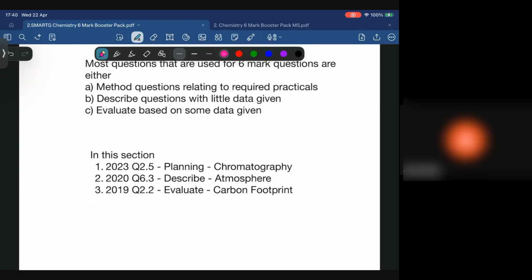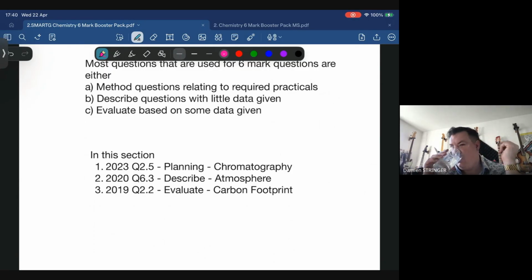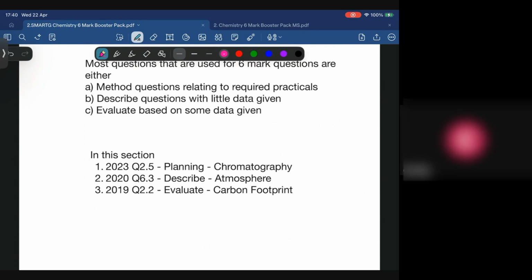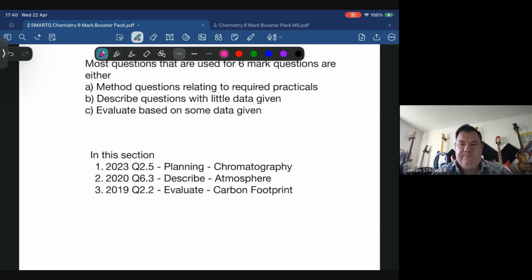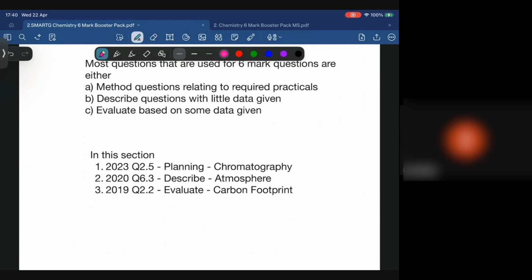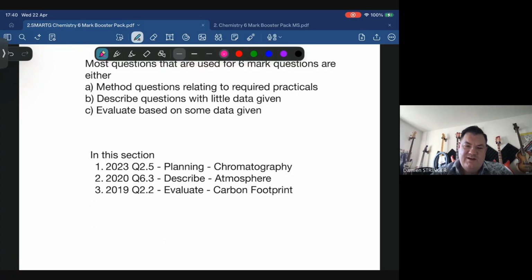I actually don't mind, but maybe chromatography. Yeah, what do you think, Connor? Yeah, probably the chromatography. Louis? Atmosphere. Right, I'll try and fit them both in.